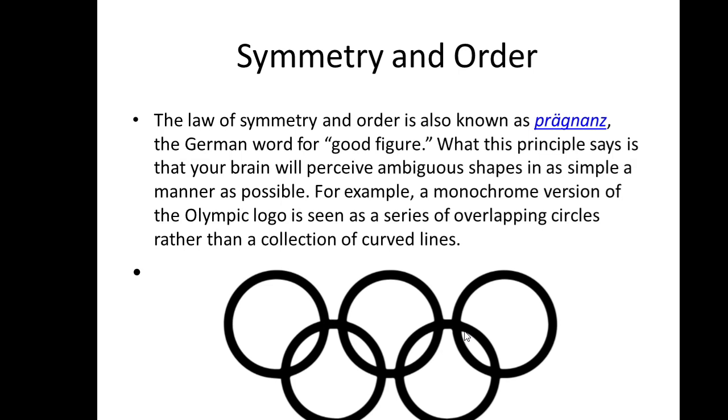You also have symmetry and order. The law of symmetry and order is also known as Prägnanz, the German word for good figure. What this principle says is that your brain will perceive ambiguous shapes in as simple a manner as possible. For example, a monochrome version of the Olympic logo is seen as a series of overlapping circles. So our brains will tell us that these are overlapping circles rather than a collection of curved lines, as if these are several curved lines collected together.